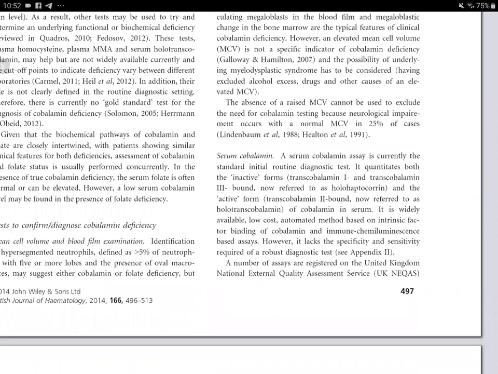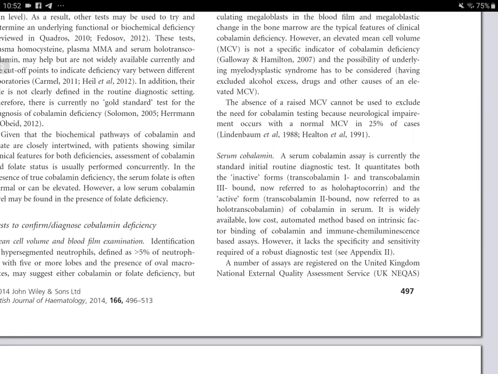And the serum cobalamin assay is currently the standard initial routine diagnostic test. It quantifies both the inactive forms, that is transcobalamin 1 and 3, the bound form now referred to as holohaptocorrin, and the active form. So these were the different forms of transcobalamin that are present. The one in the serum is mostly transcobalamin 1 and transcobalamin 3. Transcobalamin 1 is like the free form, and transcobalamin 3 is the bound form, now referred to as holohaptocorrin. And also there is transcobalamin 2.